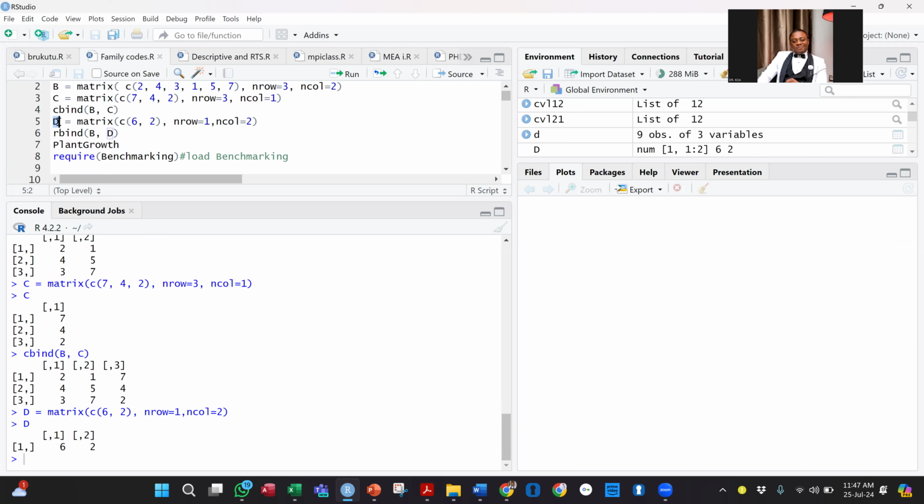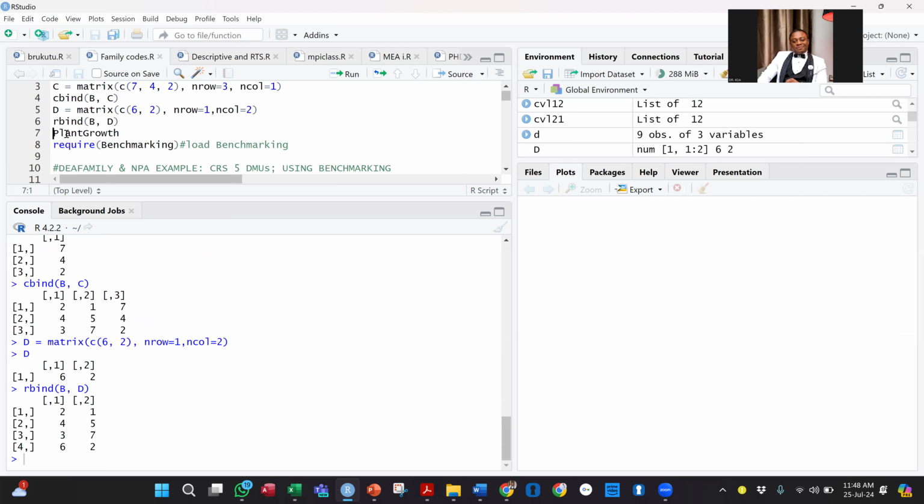Now we can row bind B and D. So you put all of them on the same row. If you look at B, it is 2, 1, 4, 2, 4, 5, 3, 7. And if you look at D, it is 6, 1, 2. So if you're going to row bind them, you're just going to add the 6, 2 to the 3, 7 in the same format. So let's see that. You can see that the 6, 2 is continuing the 3, 7.